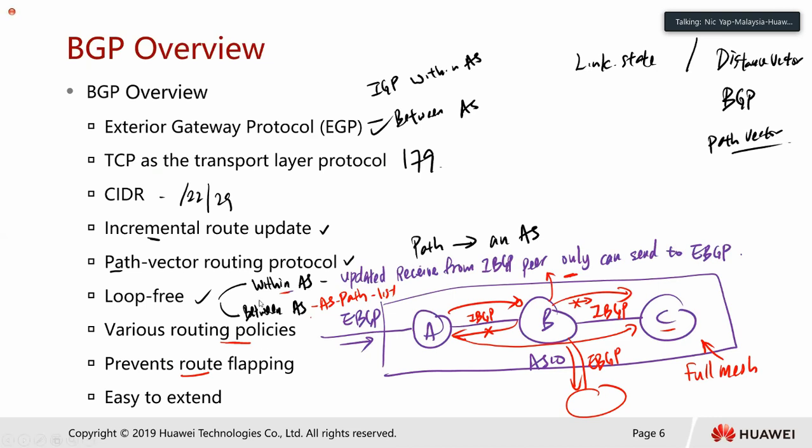And BGP is easy to extend. So how do they extend BGP? What type of extension method is used in BGP? They can just use MP-BGP to perform the extension. That is the method of extension, and they can easily extend directly. So far okay? Do you have any questions so far, before I go into the message types?